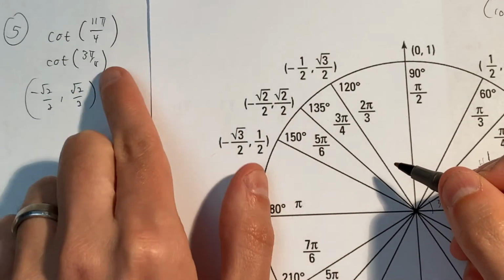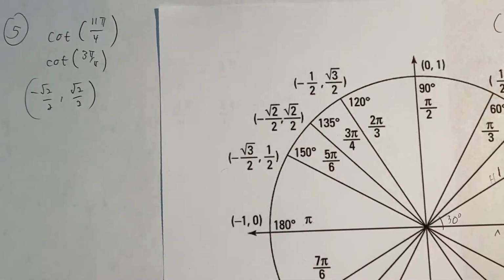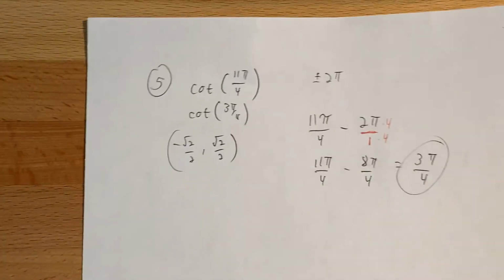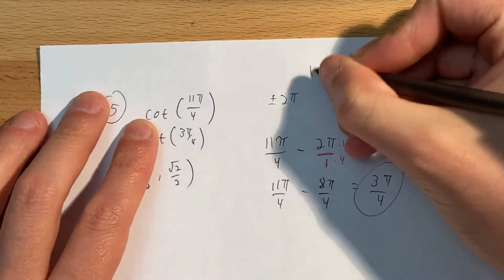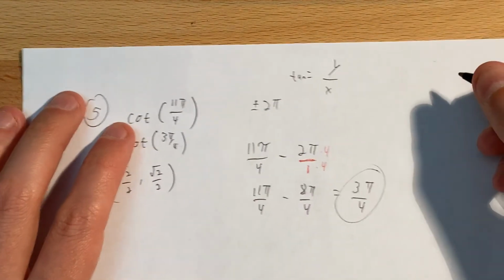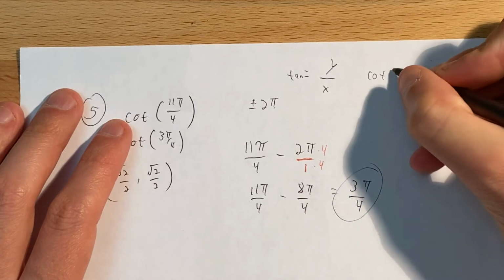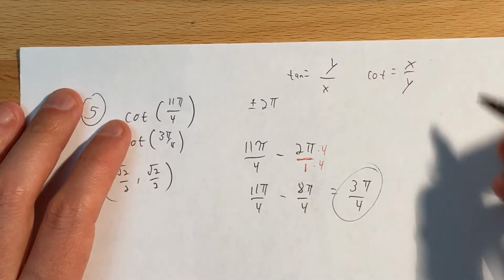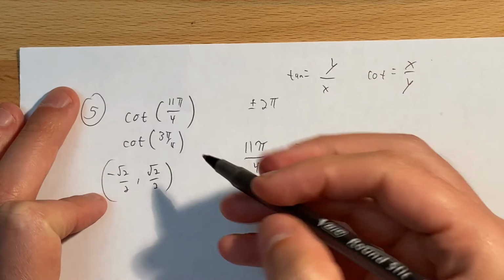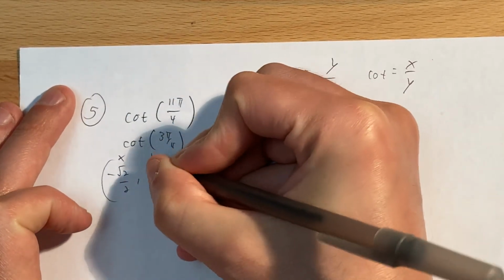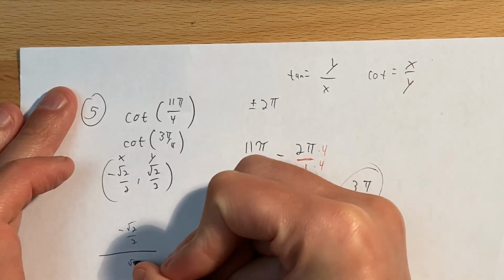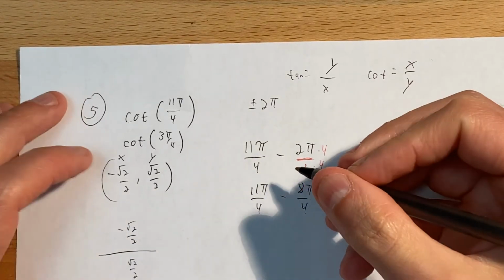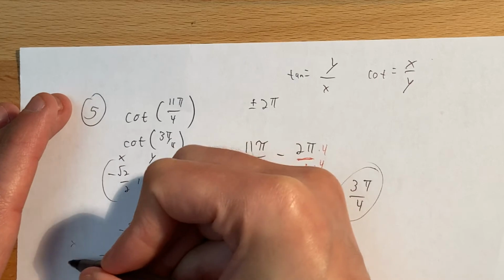Okay, cotangent. Now remember, cotangent is the reciprocal of tangent. Tangent was supposed to be y over x, if you forgot that. Tangent is y over x, which means cotangent is going to be x over y. And that's what we're going to do here. We're going to take the x value over the y value. So negative root 2 over 2 divided by root 2 over 2. X divided by y, right? X over y.